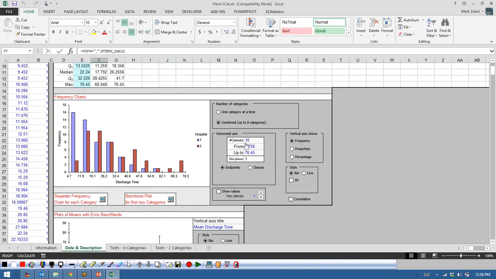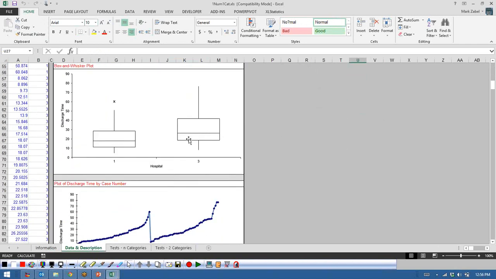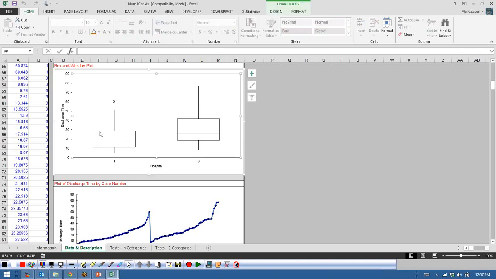All right, I'm going to close this up. Here's a second type of plot. I'm going to go down to this one right here, which is called a box and whisker plot. On this one, it's a five-number summary of the data. Essentially what you're doing is looking at this middle part. We'll discuss this more next time.